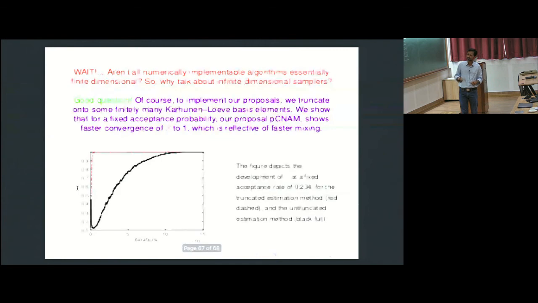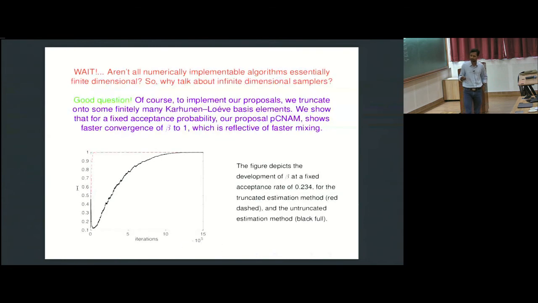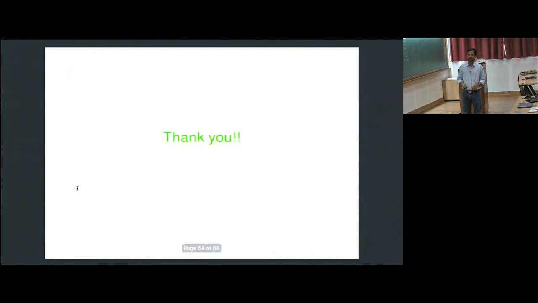So this is again just a chart to show that the beta is doing much better in this case when we are doing it using the infinite dimensional analysis, when we are not restricting ourselves to any specific truncation, and this is when you are looking at it as a finite dimensional problem, that is, after truncation. And that's it. Sorry I have taken so much longer.